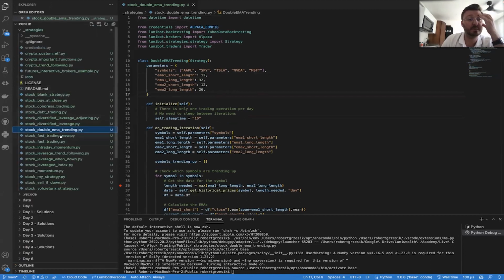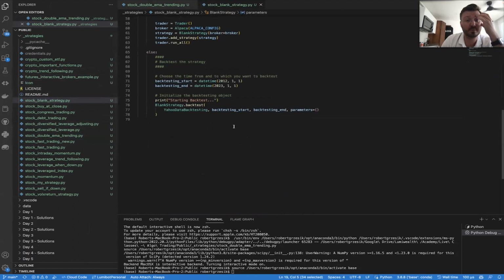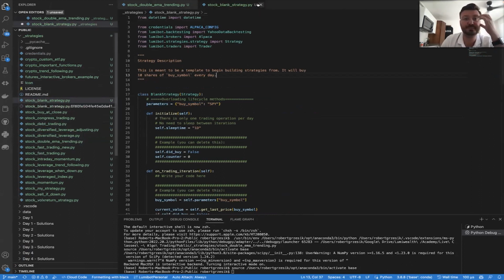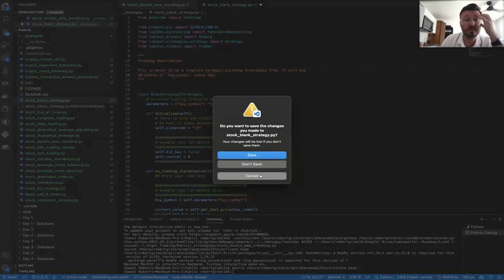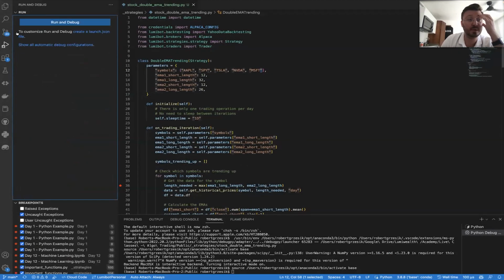That probably means if I go into this other blank strategy, I'll make sure it will work for you guys. Import datetime. Yeah, so we need to do the same thing here: from datetime import datetime. There we go. Okay, so now let's run this in debug mode again.